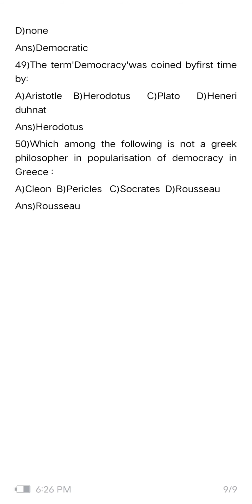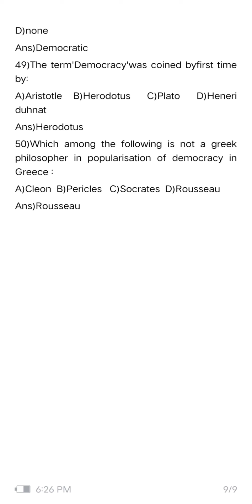Next question. The term democracy was coined for the first time by option A, Aristotle, option B, Herodotus, option C, Plato, and lastly D, Henry Dunant. Right answer is Herodotus. The term democracy was coined for the first time by Herodotus.